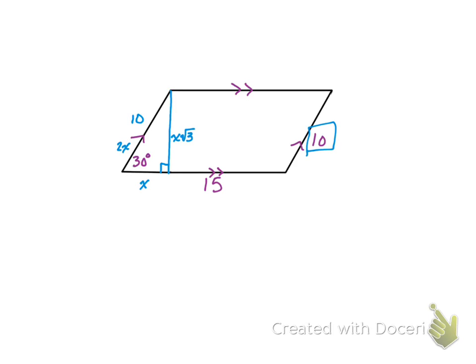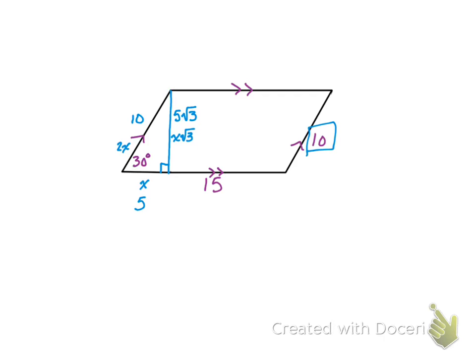So our next step is to find x. If 10 is equal to 2x, then x must equal 5. And this length right here must be 5√3. If you have questions on that, you can go find my video on solving these.